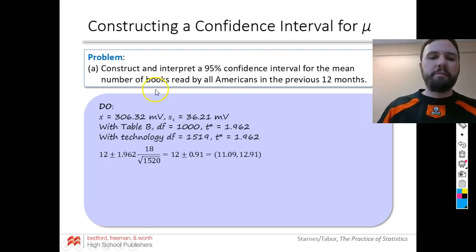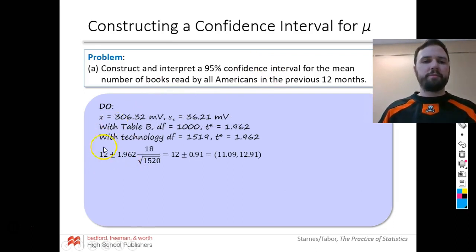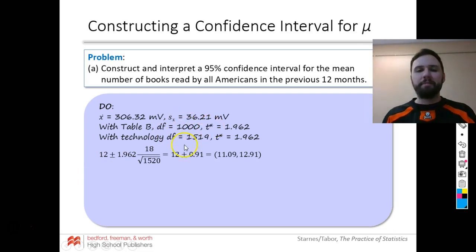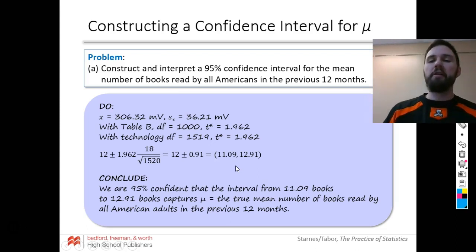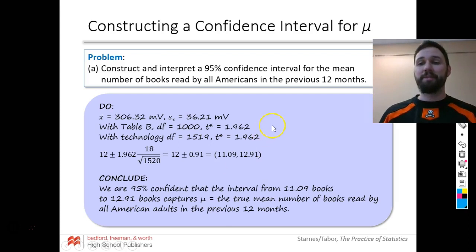Time for do. 12 plus or minus. Use my table to find t. I get 1.962 times my standard deviation. Add it, subtract it, interval. Conclude. You're 95% confident that the interval from 11.09 to 12.91 books captures the true mean number of books read by all American adults in the previous 12 months.